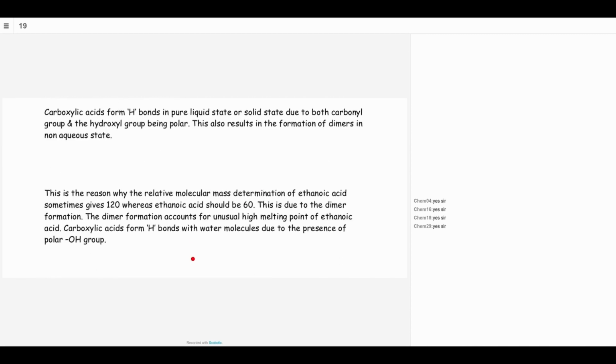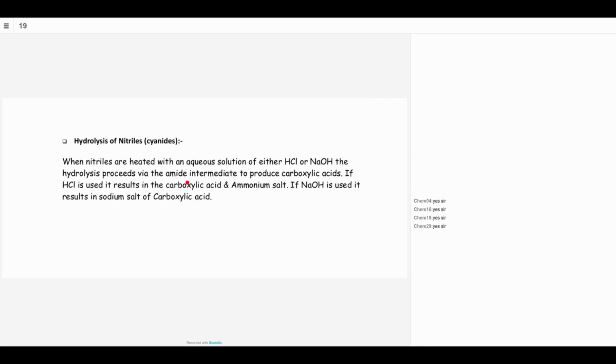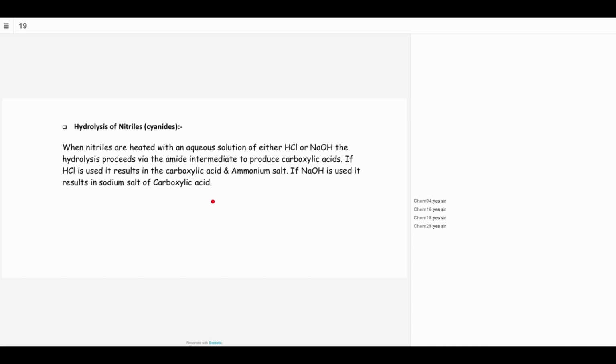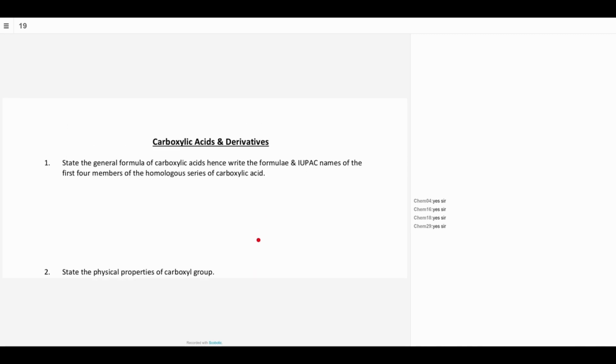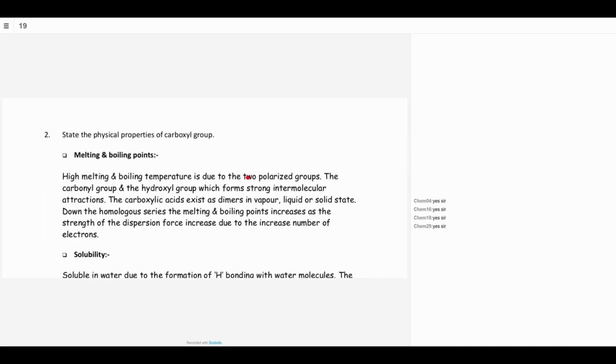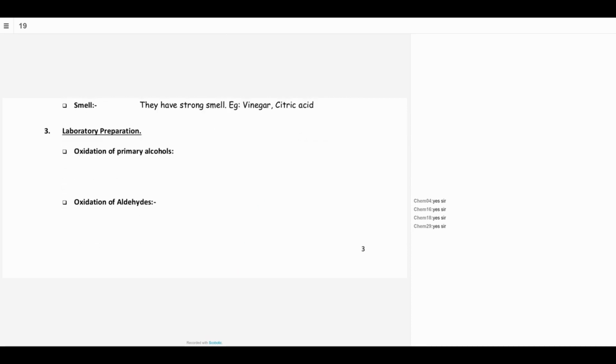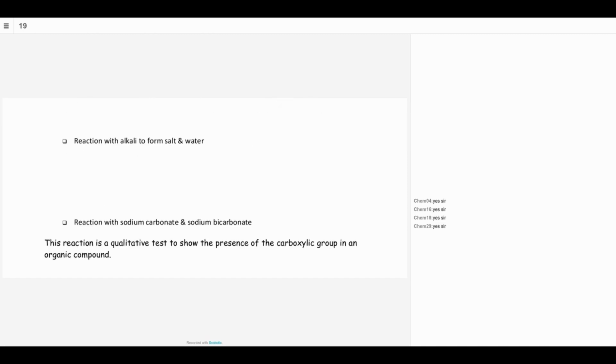I explained about the hydrolysis of the nitriles to form the carboxylic acids. The acid hydrolysis or the alkali hydrolysis, of course, gives the sodium salt of the carboxylic acid, and the acid hydrolysis of the cyanide gives the carboxylic acid itself. So we discussed the boiling and melting points, general formula, homologous series, physical states, and how the carboxylic acids can be made by the oxidation of primary alcohols and oxidation of aldehydes.